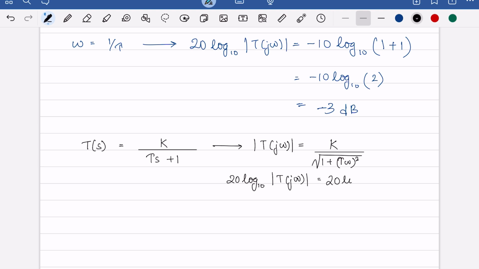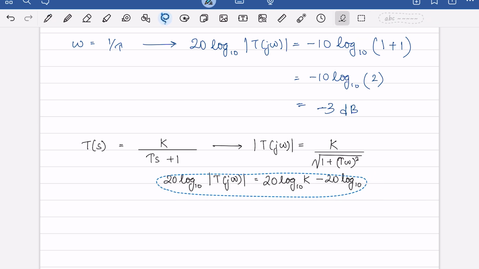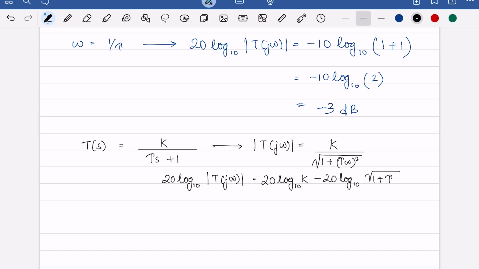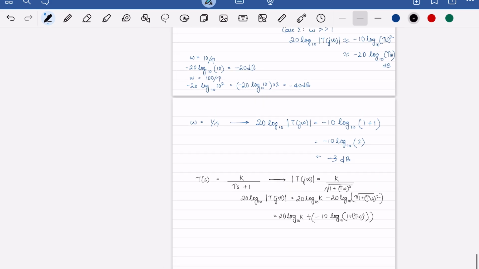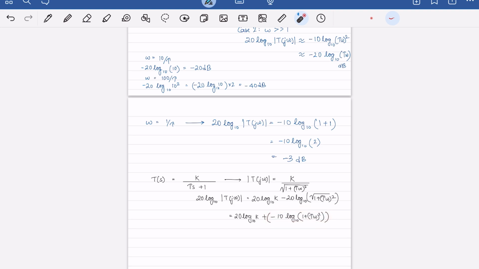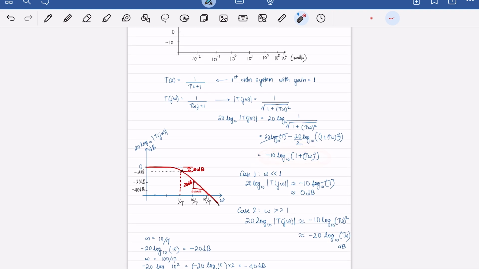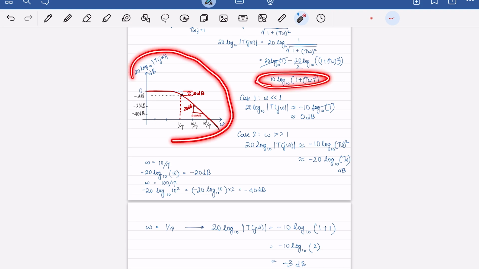you can write it out as 20 log to the base 10 of k minus 20 log to the base 10 of the denominator term using a logarithmic formula. Or if I were to rewrite this, I would have it as 20 log to the base 10 of k minus 20 log to the base 10 of 1 plus tau omega whole square raised to half. And using another logarithmic formula, I would take the half out to obtain minus 10 log to the base 10 of 1 plus tau omega whole square, which, if you notice, is exactly what we've been studying. And so this has a Bode plot given by this.